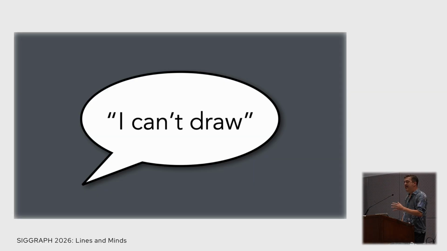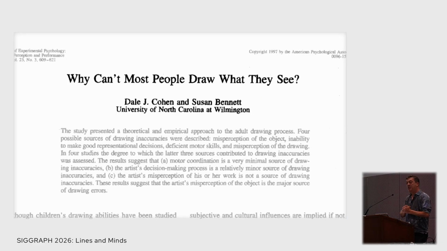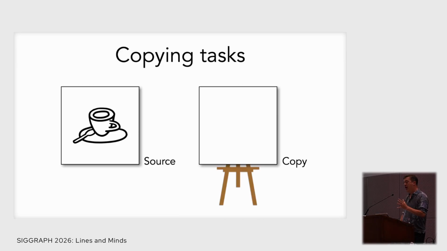And yet, so many people will say, I can't draw. And this is really unfortunate. The psychologists have studied for many years why this is. Why is it most people can't draw what they see? So there's been several decades of research on this question or other versions of it. And the thing is that most of this psychology research has studied copying tasks. So a participant comes into the lab, they are given a drawing or a photograph, and their job is to make as precise a copy of that photo or drawing as they can.